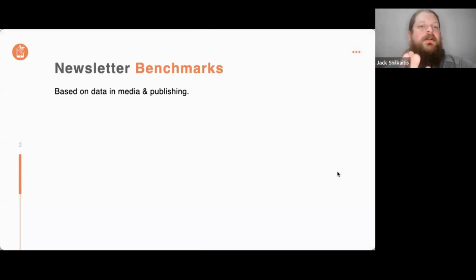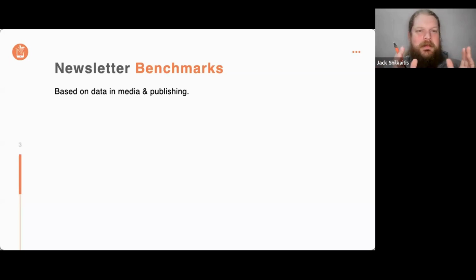So, newsletter benchmarks. The data that we're going to go over is based on the media and publishing industry. Whenever you look up data for newsletter benchmarks, it's important to make sure that you're looking at it by industry because it varies a lot. Some industries will have a higher open rate but a lower click rate, or vice versa. Some industries are just lower overall. As I was doing my research for this, the supplement industry has a very low open rate and a very low click rate. I don't know if that's just because they email too much, maybe, and so people just ignore it, but that's an example.